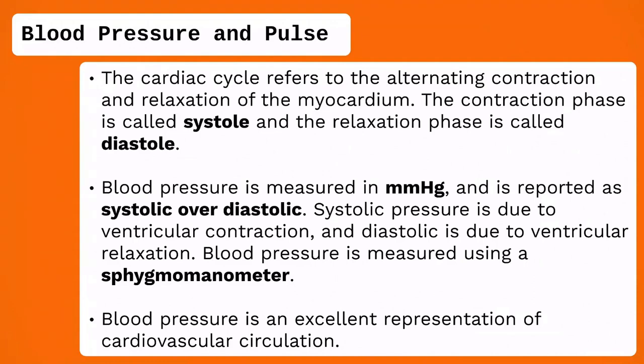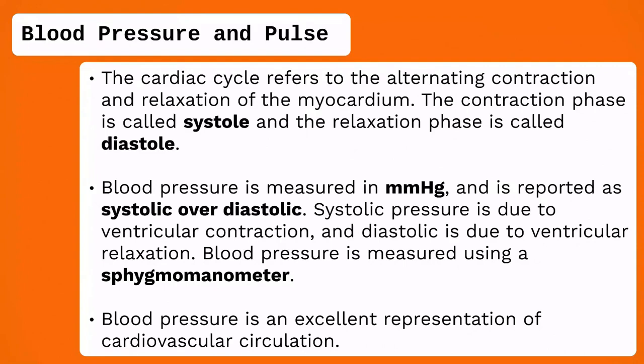The cardiac cycle refers to the alternating contraction and relaxation of the myocardium, which we just referred to. The contraction phase is called systole, and the relaxation phase is called diastole. Blood pressure is measured in millimeters of mercury and is reported as systolic over diastolic. Systolic pressure is due to ventricular contraction, and diastolic is due to ventricular relaxation.